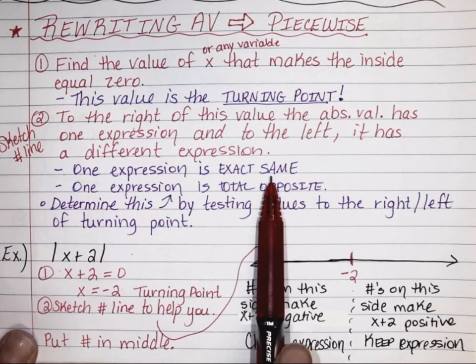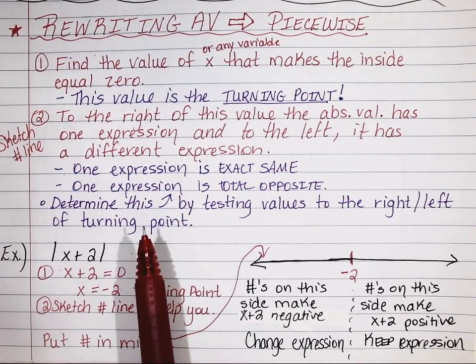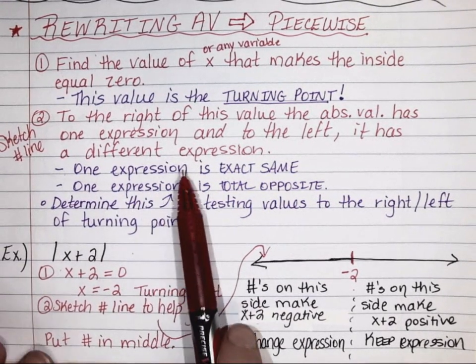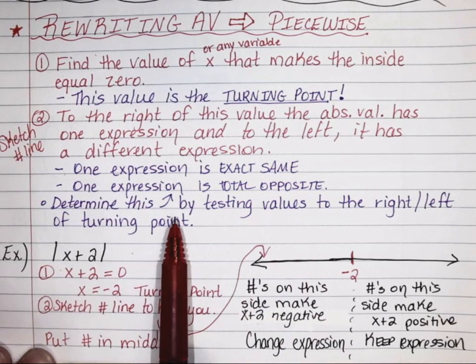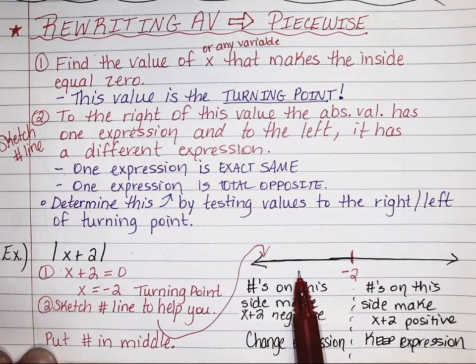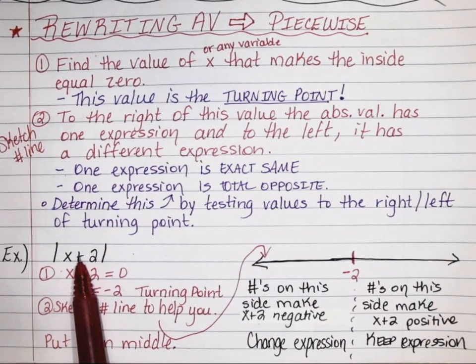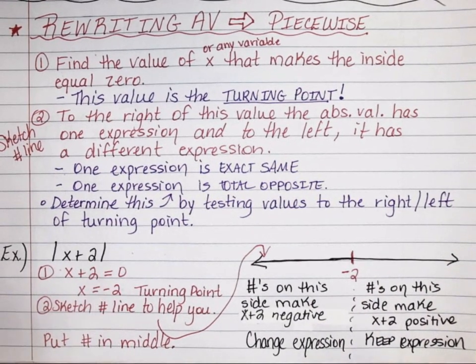One expression always stays the same. One expression is totally opposite. So you change it. And the way that you determine this, you test values to the left of your turning point and to the right of your turning point in this expression.